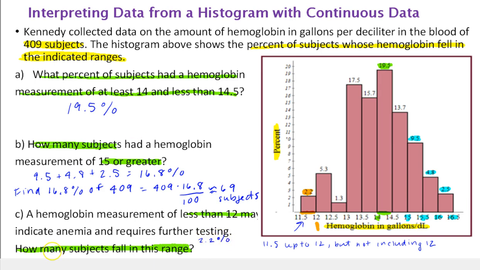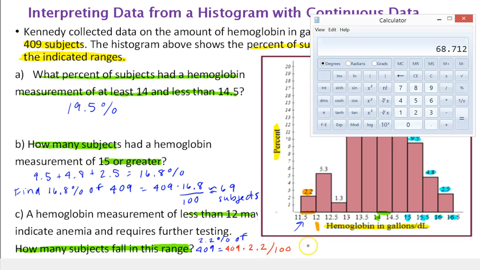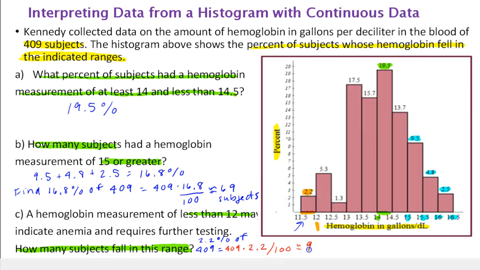And just like the last problem, since we want how many subjects, we want 2.2% of the 409. Let me change colors since we're running out of room. So 409 times 2.2 divided by 100. That's a percent written as a fraction. I made a little more space there. So 409 times 2.2 divided by 100, and we'll round that to 9 subjects. Equals approximately 9 subjects.